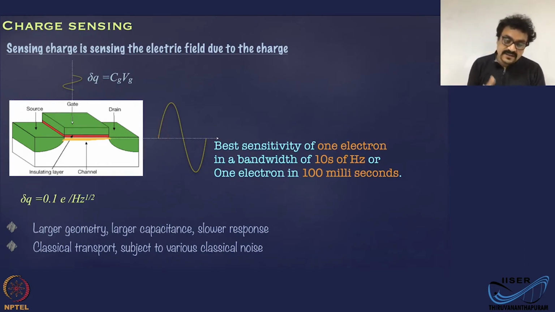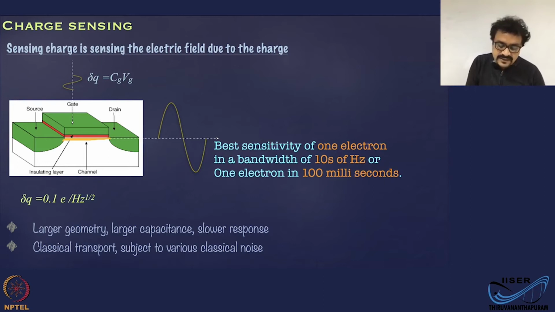And these are large systems obeying classical laws of physics, and bandwidth is kind of limited. You can get hundreds of milliseconds is what you could sense, generally, and the typical sensitivity is 0.1 electron per root hertz. What that means is 1 electron you can sense on a 100 millisecond time scale.